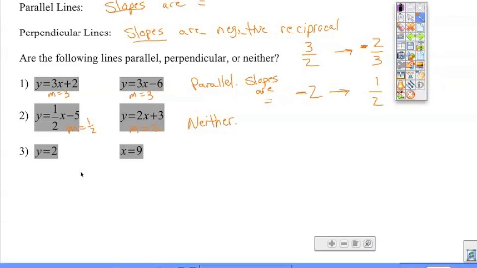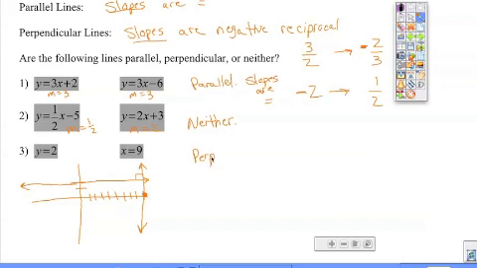Number three, you've got to be careful. If I were to graph number three, I think that's the best way to look at this. y equals 2 is a horizontal line going through the y-axis at 2. x equals 9 is a vertical line going through the x-axis at 9. Well, a vertical line and a horizontal line are going to be perpendicular to each other. So I know these are perpendicular.